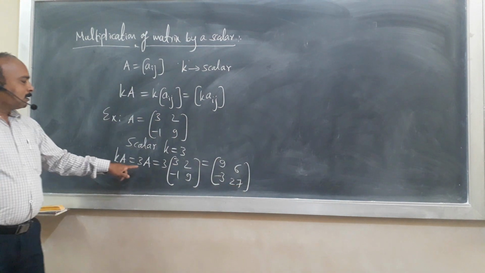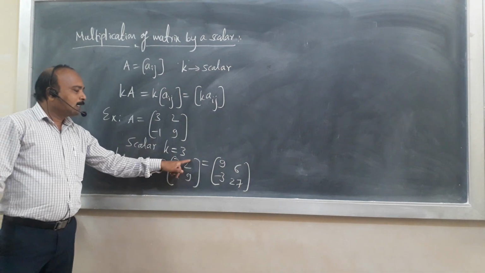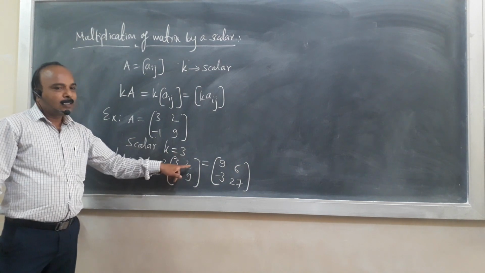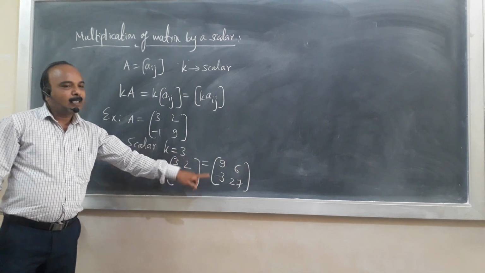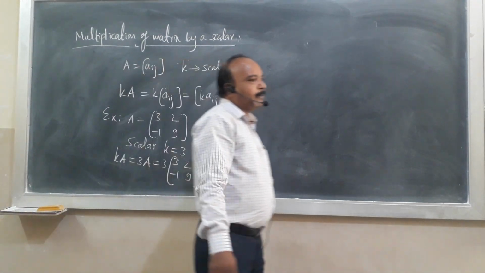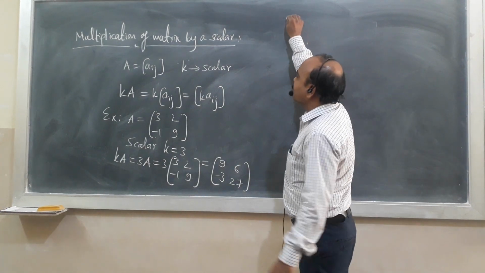It is called scalar multiplication. Here the whole matrix is multiplied by 3, that means every element of the matrix is multiplied with 3. That is called scalar multiplication or multiplication of a matrix by a scalar. Now I go for another example.